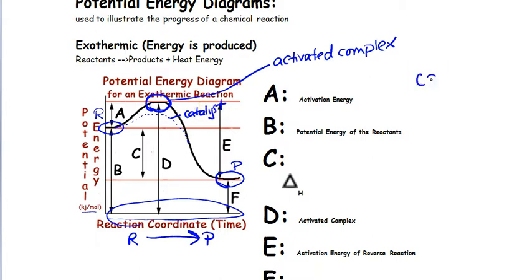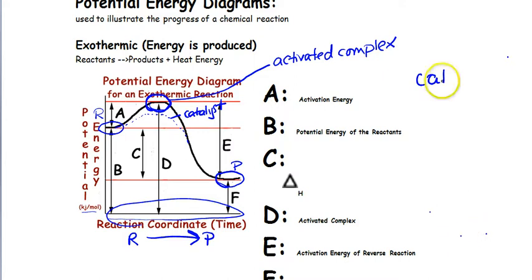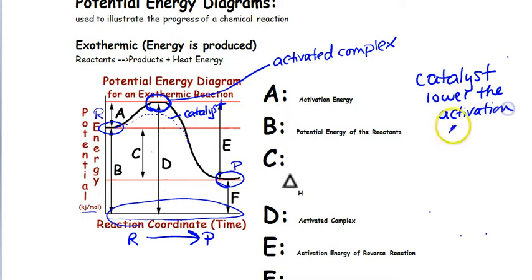So you remember catalysts. A catalyst is going to lower the activation energy. You could also show that as E subscript A. And so it's going to lower that, which is what you are able to see with the dashed line here.